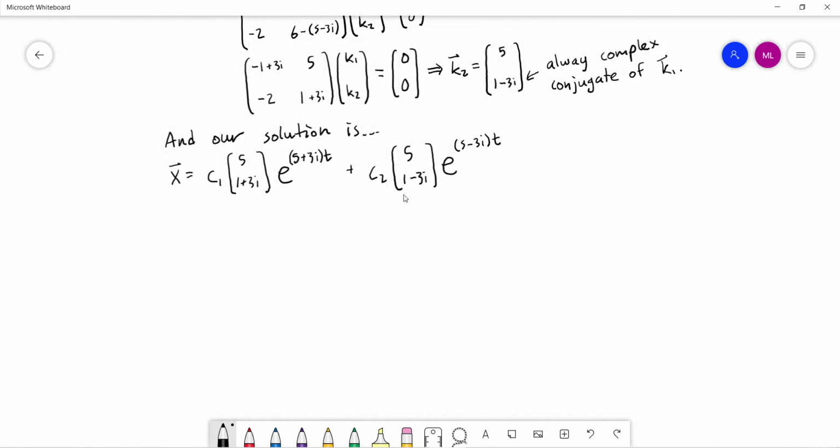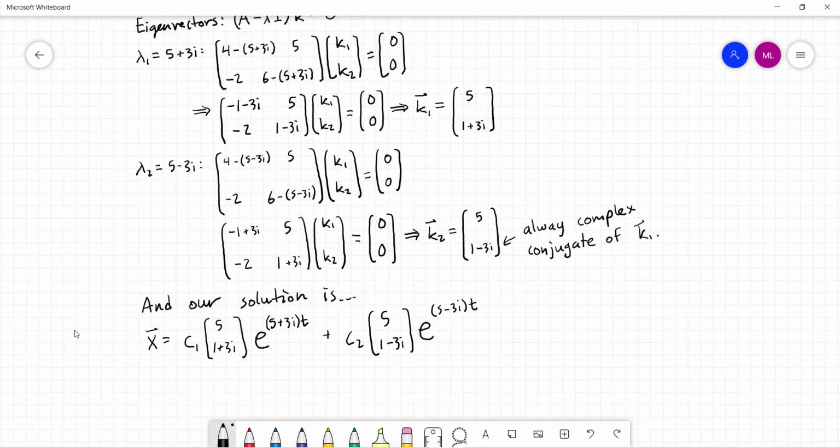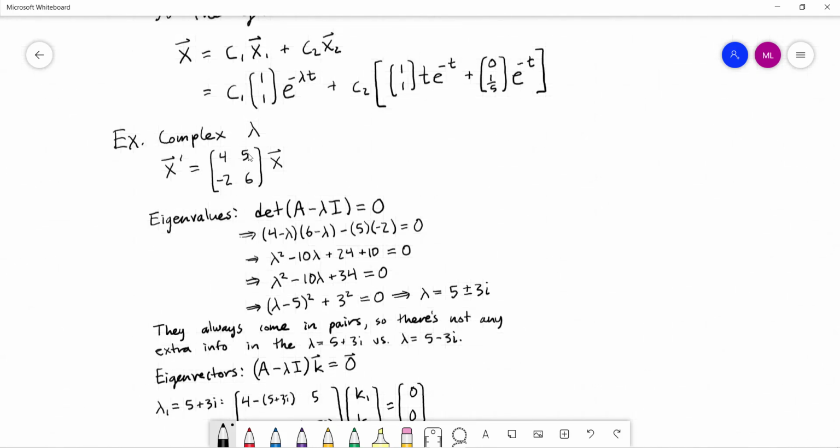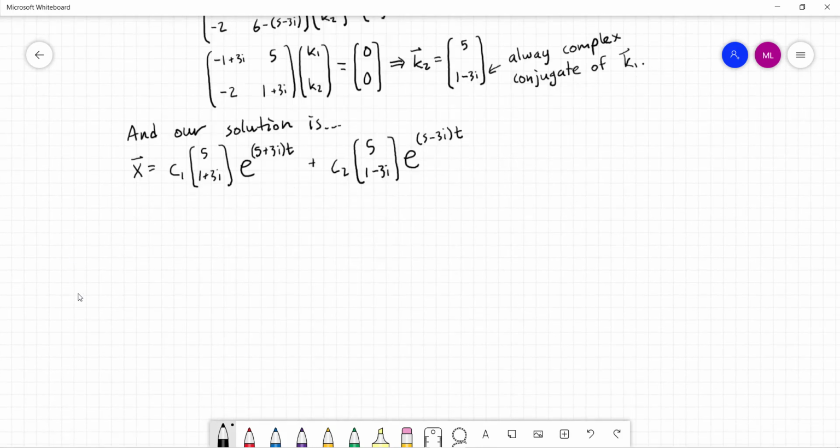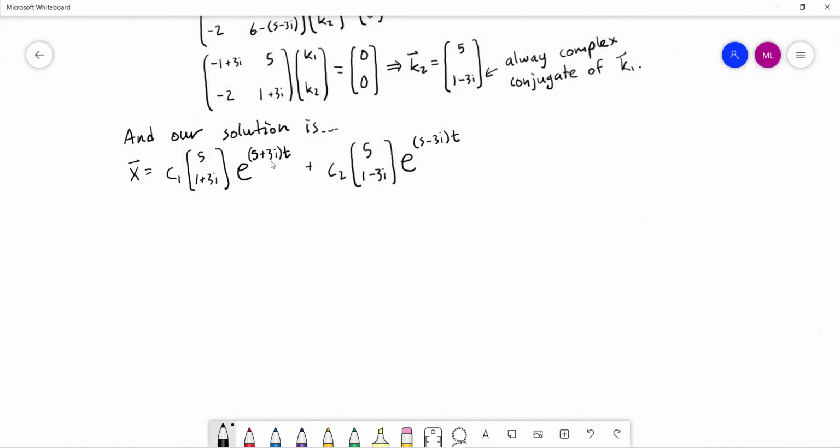But obviously this form of the solution sucks. I don't want i's in my solution. There were no i's in the original framing of the problem. Why should I have i's in my solution? So let's convert these exponentials with complex parts, with imaginary parts, into sines and cosines, recalling Euler's formula.